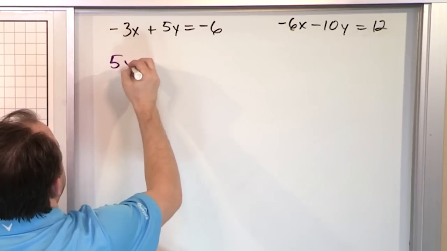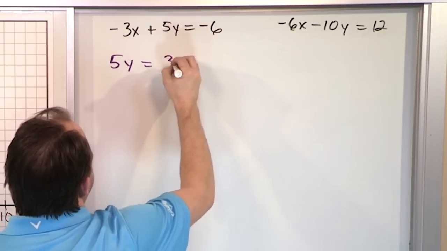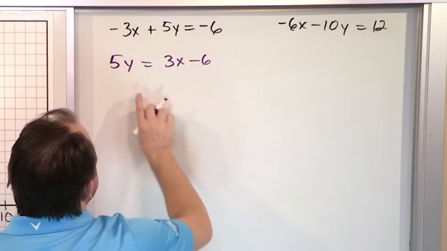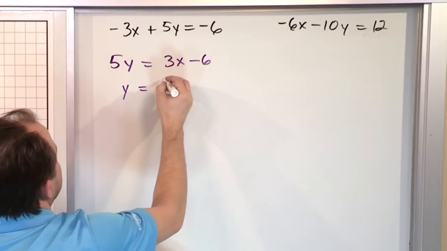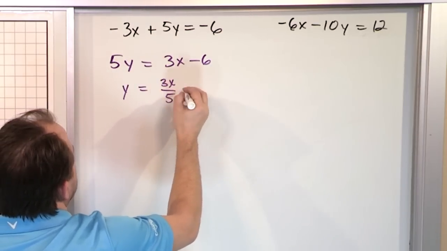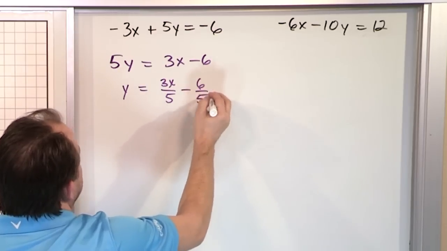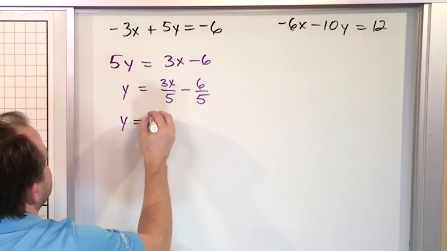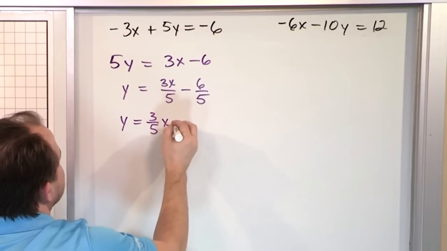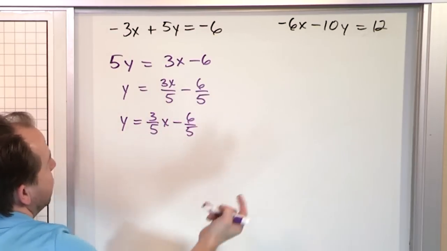So we'll have 5y. We'll move the 3x over, making it 3x minus 6. And then we'll divide by the 5. So what we'll have is 3x over 5 minus 6 over 5. Just divide both by 5. And so just to clean it up, it'll be 3/5 x minus 6 over 5. So that's the first one.